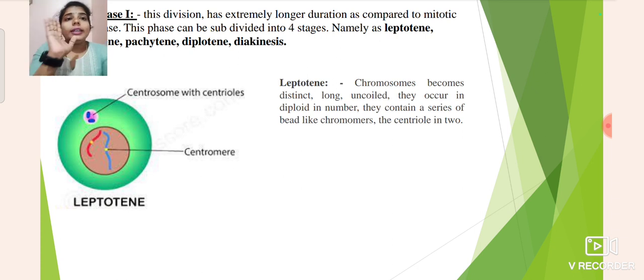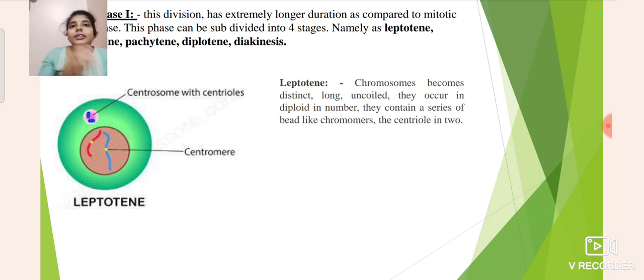Then the leptotene stage. What happens in the leptotene stage? The chromosomes become very distinct, long, and uncoiled, and they occur in the diploid number. The chromosome number is diploid, and the chromosomes are very clear, very long, and densely stained, again uncoiled.